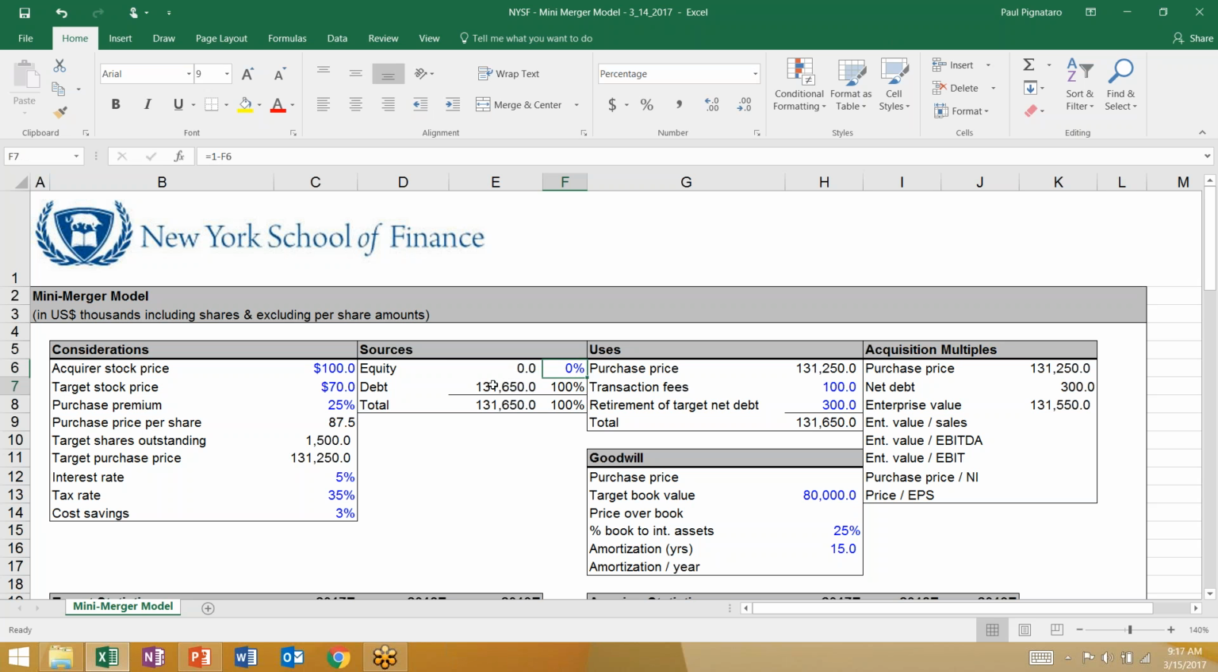So if we have the equity at 0%, the debt would obviously calculate as 100%. If we have the equity at 100%, then the debt would react accordingly, okay? And we need that because we want to run a variable data table that's driven off of one variable or two variables only. And I want that variable within the sources to be equity.